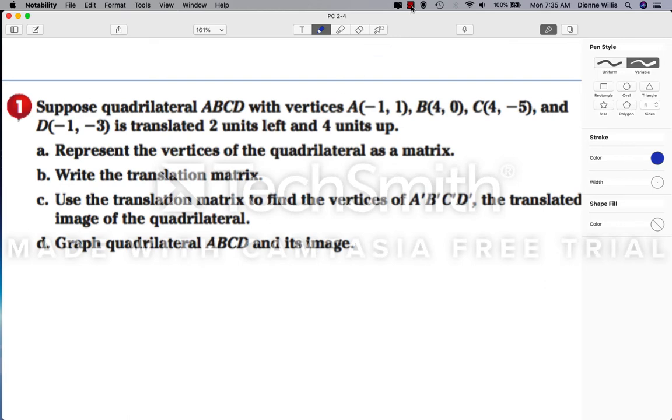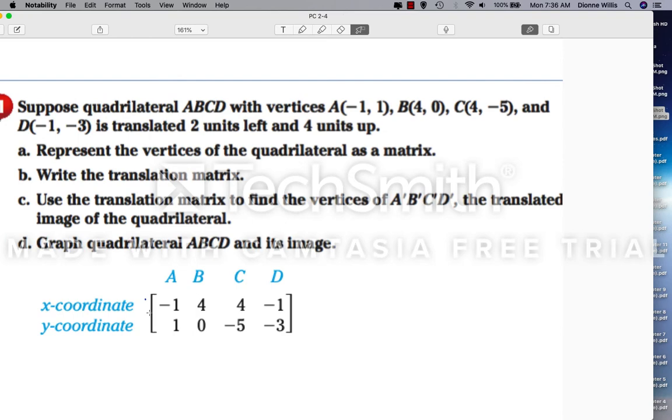And this is something we can do pretty simply by placing the values in a matrix, and we talked about that earlier. The next thing we want to do is write the translation matrix. So now we have to consider what's going on. If we're going to be moving the matrix 2 units to the left, and then 4 units up, moving 2 units to the left affects the x coordinate, and moving 4 units up is going to affect the y coordinate.